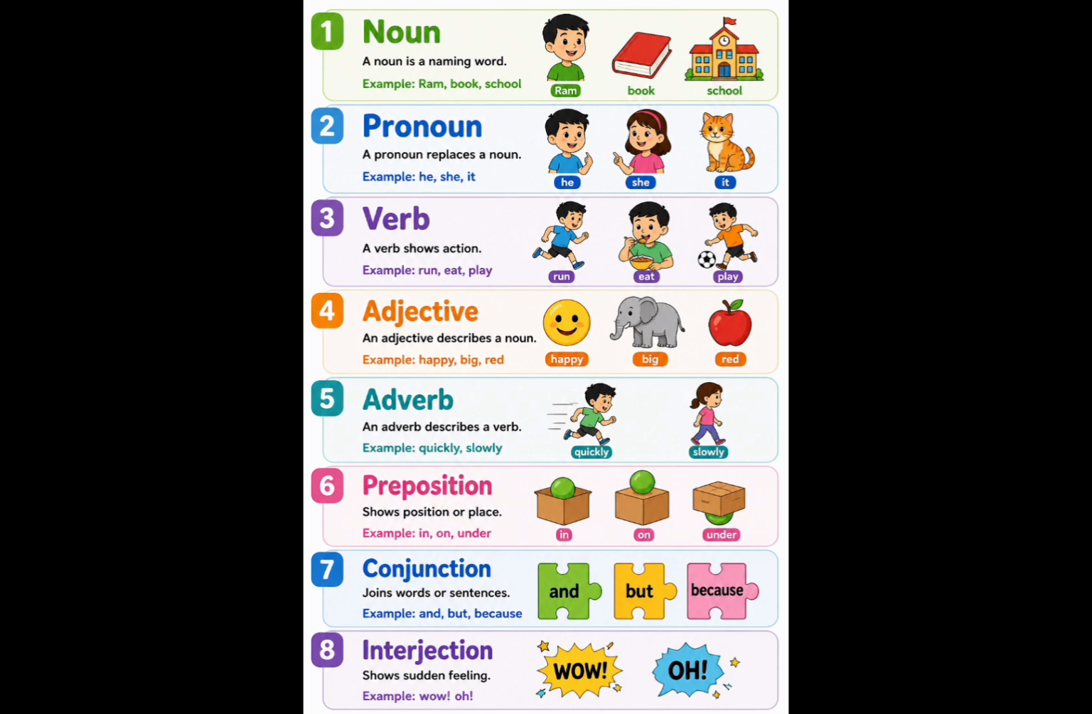3. Verb. A verb shows action. Example, run, eat, play. 4. Adjective. An adjective describes a noun. Example, happy, big, red. 5. Adverb. An adverb describes a verb. Example, quickly, slowly.